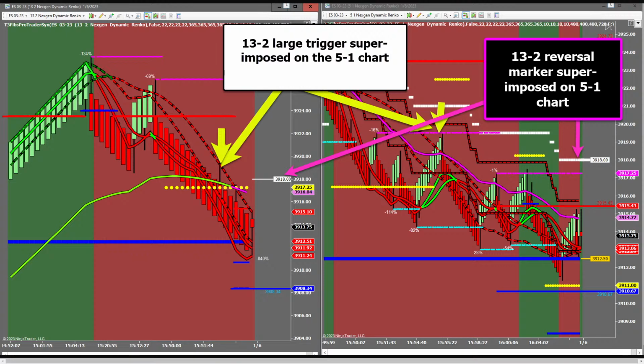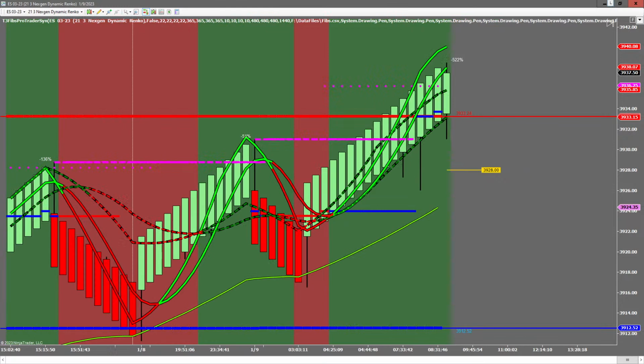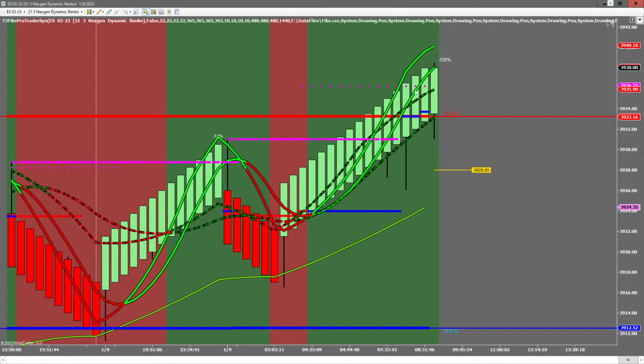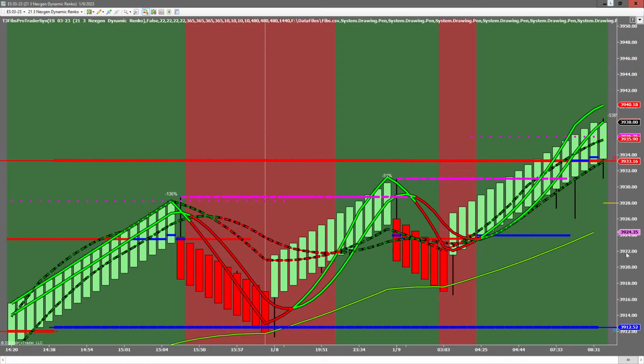And myself, over the last several months, I've spent a lot of time running a 21-3 small trigger on my chart because I love a 21-3 chart. And over the weekend, I was like, I wonder how close a 21-3 small trigger is to a 13-2 large trigger. And again, a 13-2 large trigger is very similar to a 21-3 small trigger.